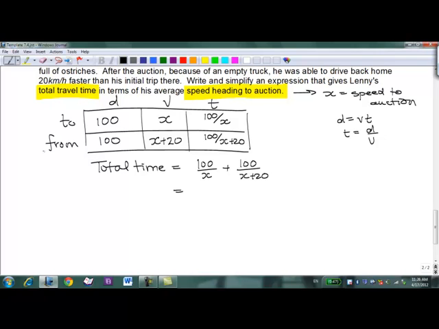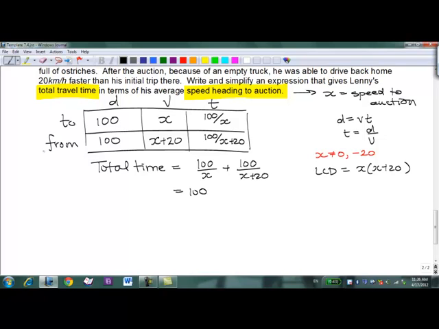This question asks me to simplify it. Again, we could talk about non-permissible values. X definitely can't equal 0. That doesn't make sense. You can't travel at 0 kilometers an hour. And traveling backwards, probably not going to work out when you're heading towards the auction. So let's leave it as that. Lowest common denominator is going to be x plus 20.